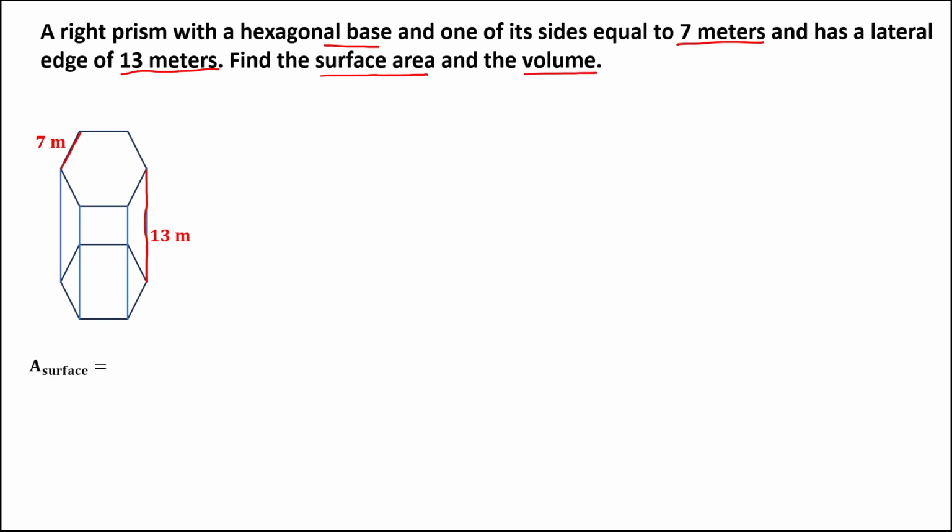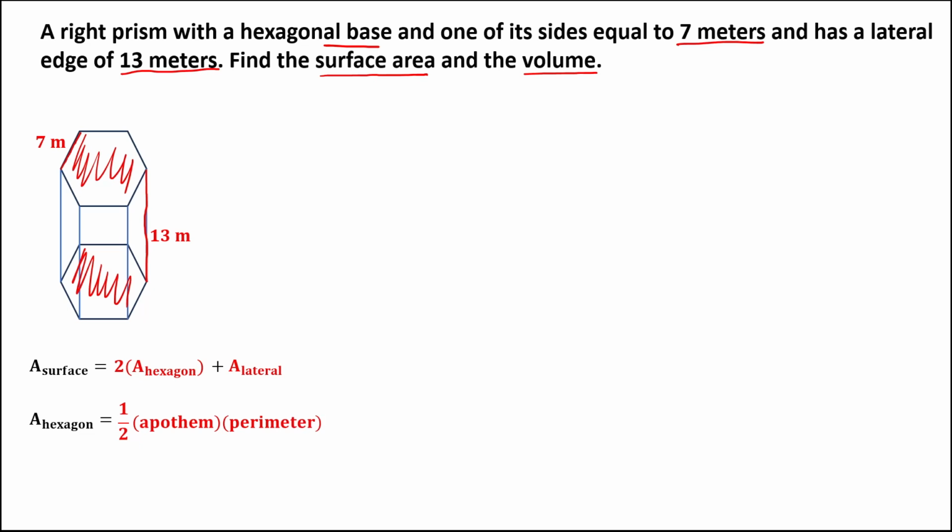So to find the surface area using this formula, we have 2 times the area of the hexagon, because we have these two hexagons, the top and the base, then plus the lateral area. And to find the area of the hexagon, using this formula, 1/2 times the apothem times the perimeter of the hexagon.